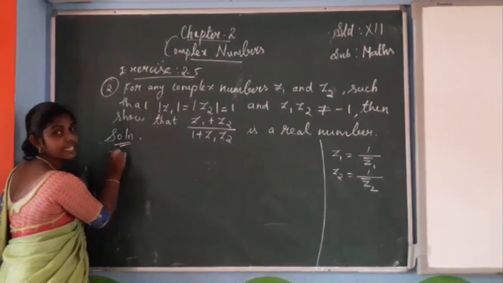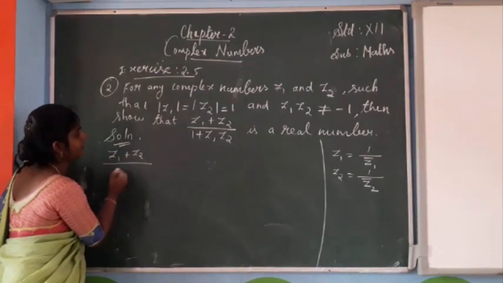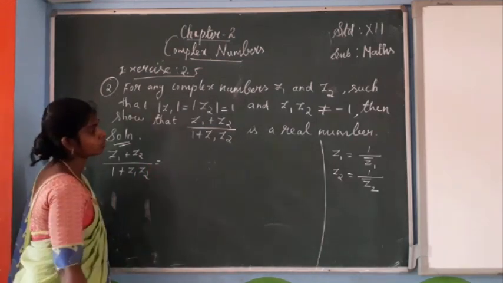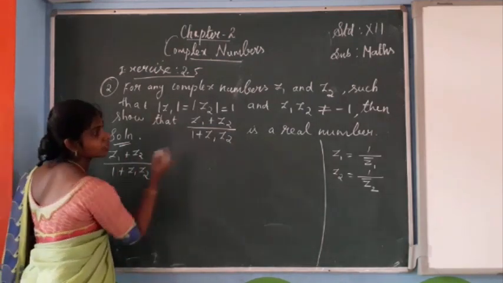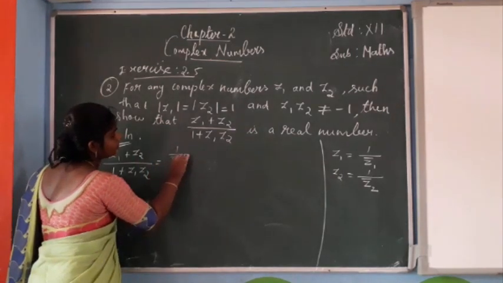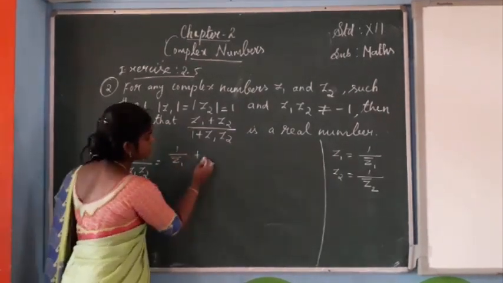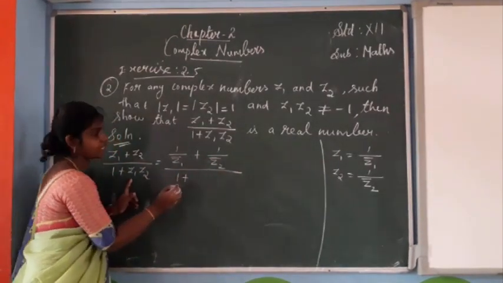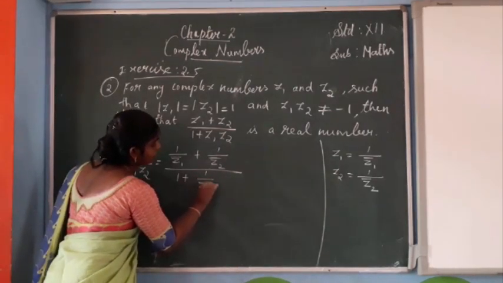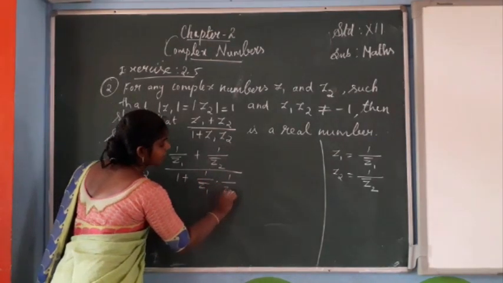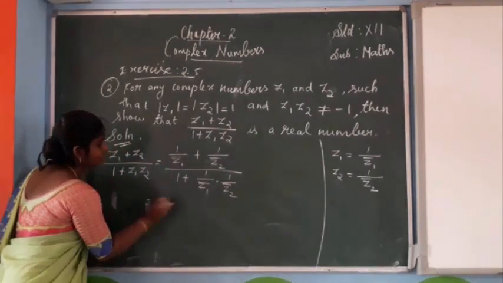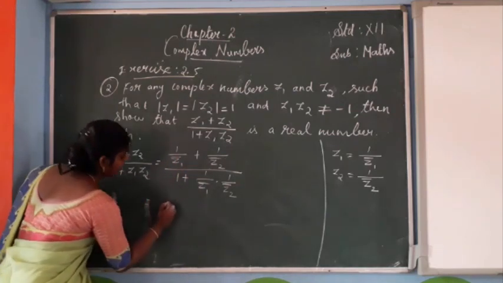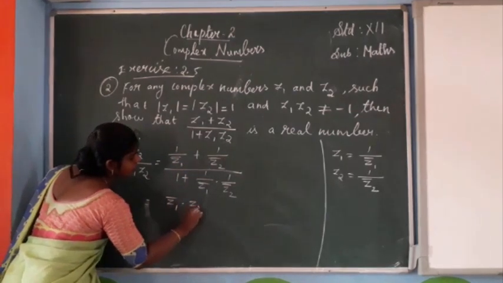So write the question: (Z1 + Z2) divided by (1 + Z1 into Z2). That's equal to, substituting the values here: (1 by Z1 bar + 1 by Z2 bar) divided by (1 + 1 by Z1 bar into 1 by Z2 bar). That's equal to, we can take LCM. LCM here is Z1 bar into Z2 bar.